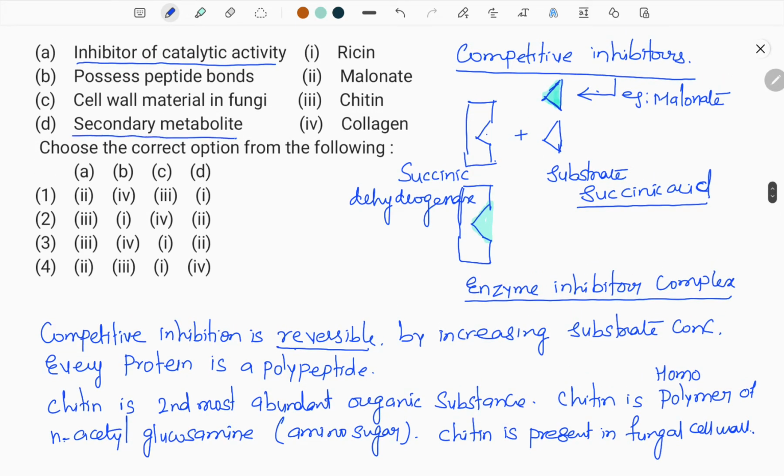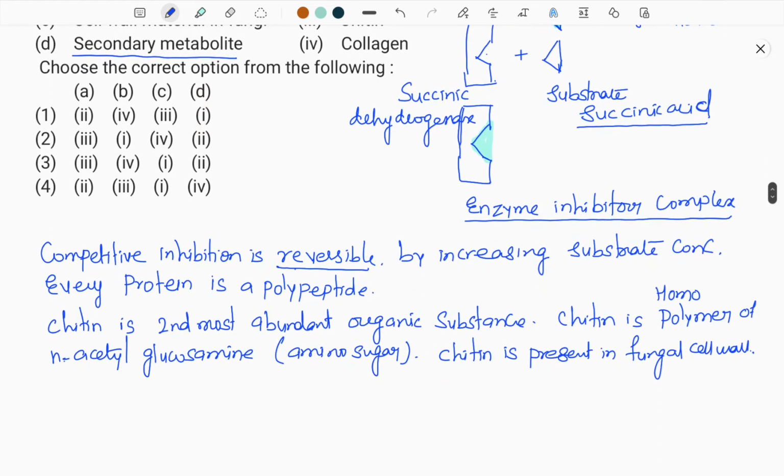Then secondary metabolite. What is a secondary metabolite? See, there is one question: which of the following is a secondary metabolite? In NEET 2021, we have seen that question. Now we are encountering another question about the secondary metabolite here. Let me explain that metabolites are of two types, primary and secondary. Primary metabolites are those which are produced in large quantities.